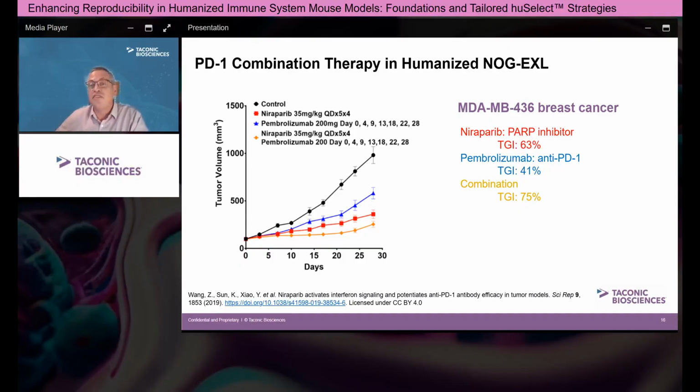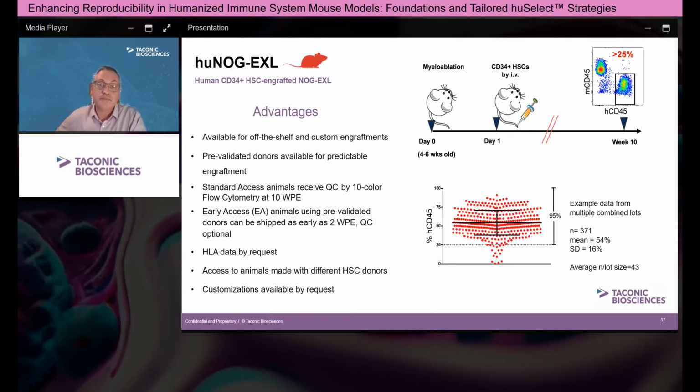So together, these data just give you a few illustrations of some of the power of using humanized immune system mice in research and drug discovery programs. The huNOG-EXL has multiple different advantages. I mentioned availability. We engraft these routinely, so you don't have to wait 10, 11, 12 weeks to begin a study. We can often fulfill those orders much more quickly.